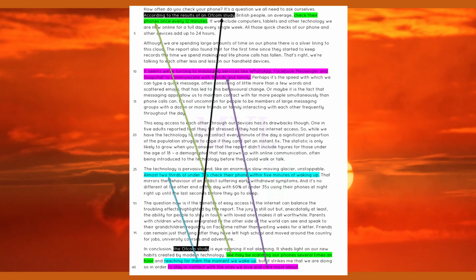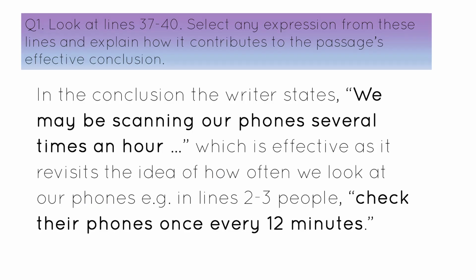But how does that look in written format? In the conclusion, the writer states we may be scanning our phone several times an hour, which is effective as it revisits, there's that word that I gave you from the last video, the idea of how often we look at our phones, e.g. in lines 2 to 3, people check their phones once every 12 minutes.